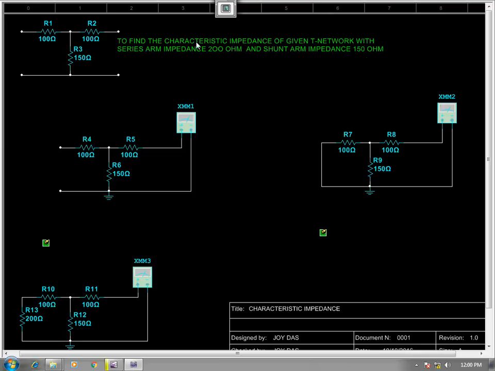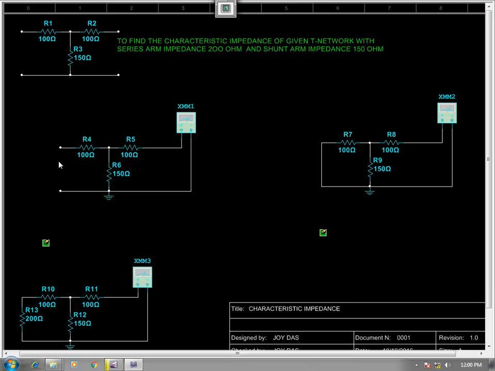Why 200 ohms? Because here we write Z by 2 and Z by 2, such that the total series arm impedance remains Z. That is, Z is 200 ohms, Z by 2 is 100 ohms each. And for measuring the characteristic impedance, we have taken this two-port network replicated here, and this is say port 1, this is say port 2.